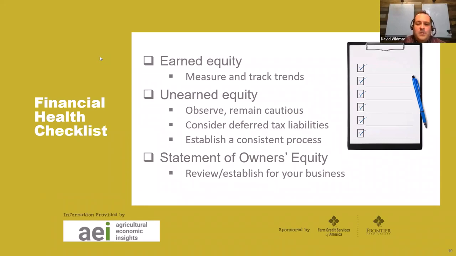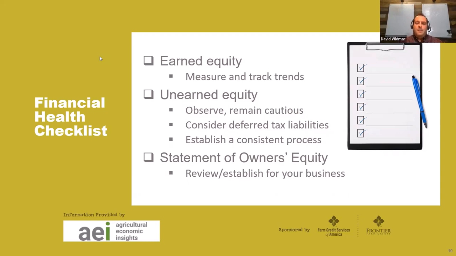Second piece here is to make sure we consider those deferred tax liabilities. Those can be quite substantial, especially when we see farmland values change a lot. And the third piece here, we're talking to Chad a little bit about, is establishing a consistent process for monitoring that and measuring that and making some plans and procedures in place.